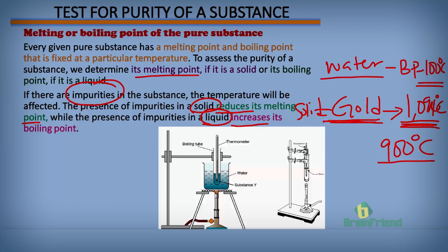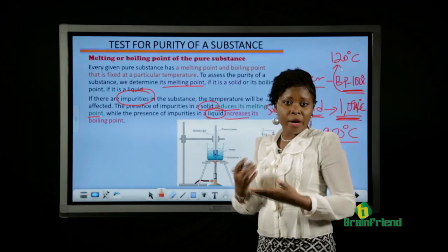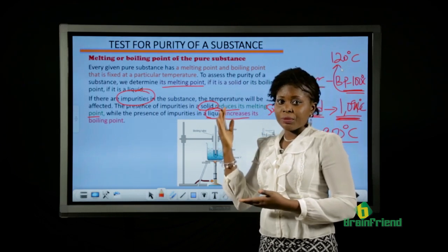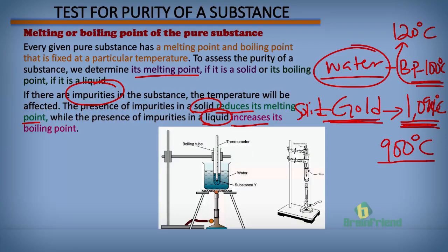But if it's a liquid substance, such as liquid water, that boils at 100 degrees Celsius, and in the course of boiling, we realize that the water boils at maybe 120 degrees Celsius, it means that it has boiled at a temperature that is higher than its normal boiling point, right? So it tells us that there are impurities in that water that have made the boiling point increase to 120. So it is not pure water. And the gold as well is not pure gold if it melts at 900 degrees Celsius. So this is how we can use melting point and boiling point of substances to tell if they are pure or not.